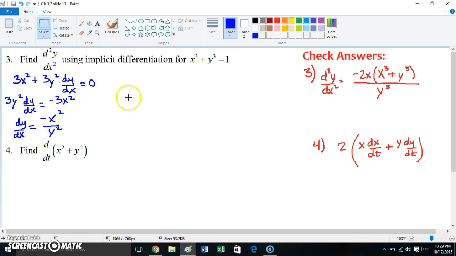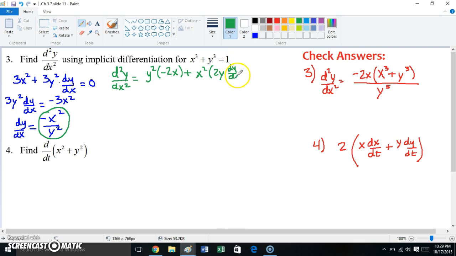All right. I'm just going to move that out of the way because the second derivative requires a little bit of space here too. So the second derivative, d squared y over dx squared, will be equal to the derivative of this quotient. So I have to use the quotient rule. So that's low, y squared, times the derivative of high, negative 2x, minus high, so it's plus x squared, times the derivative of low, which is 2y dy dx, divided by y to the fourth.